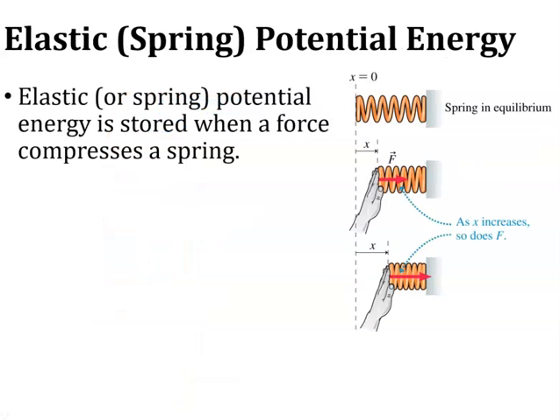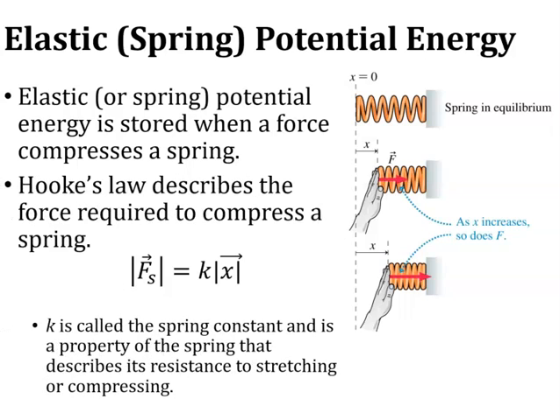Now, elastic or spring potential energy is stored when a force compresses a spring or stretches a spring. Now, the way we look at that force is through something called Hooke's law. Hooke's law describes the force required to compress a spring. And this is the distance the spring is stretched or compressed, and this is something called the spring constant. The spring constant basically just describes the resistance to stretching or compressing a spring.